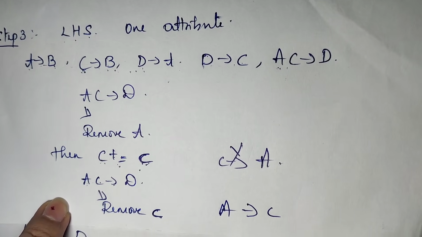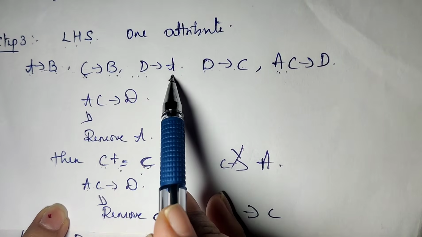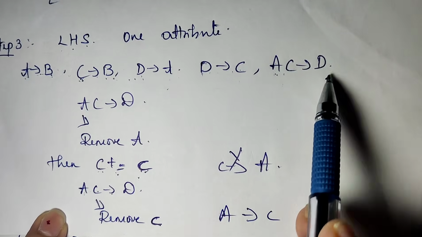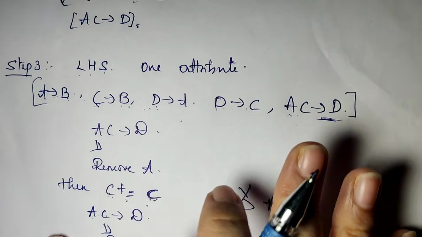So the final set is A determines B, C determines B, D determines A, D determines C, and finally AC determines D. So this is your full and final list, or the minimal cover for this problem.